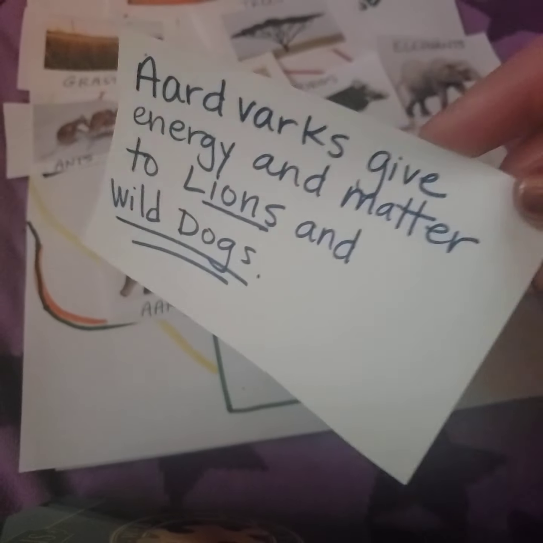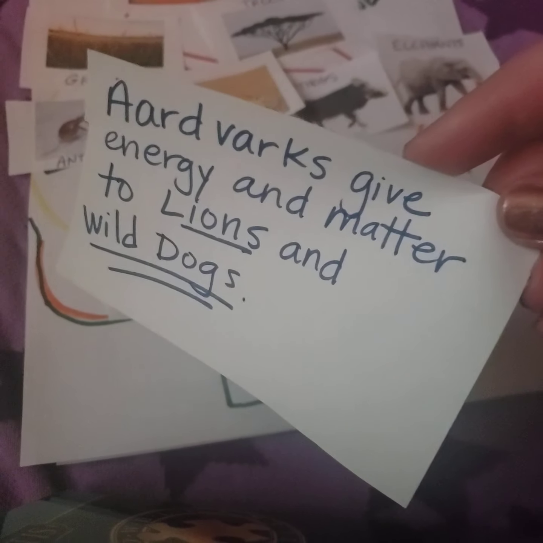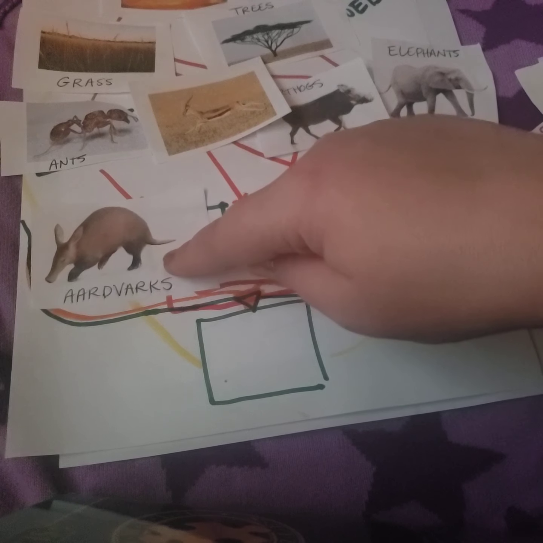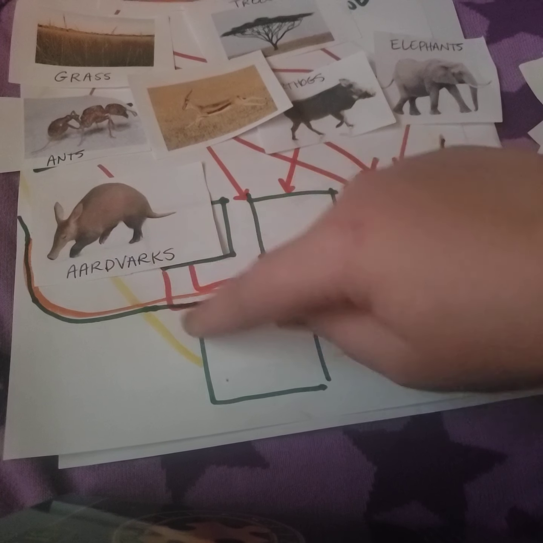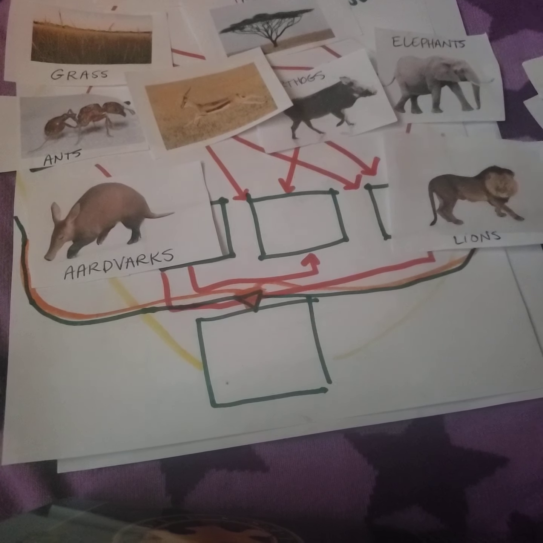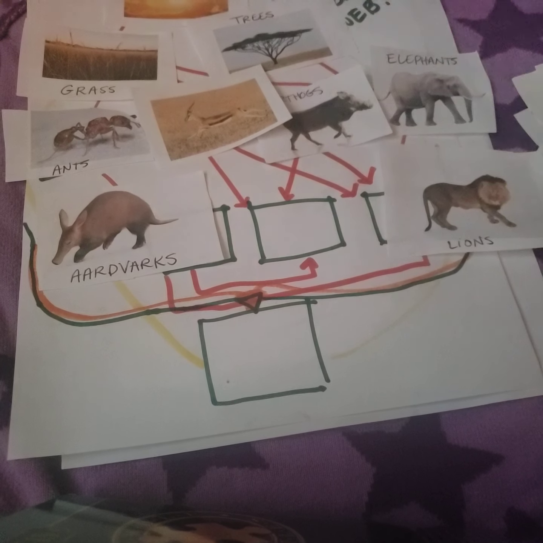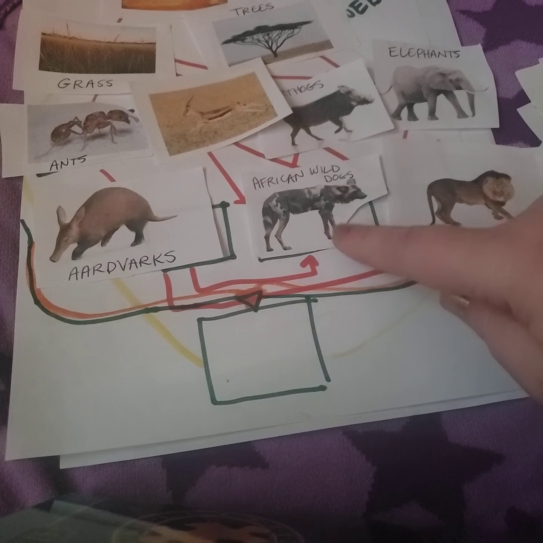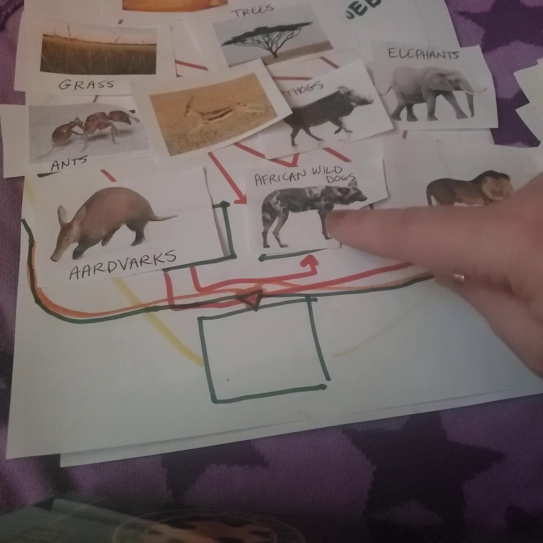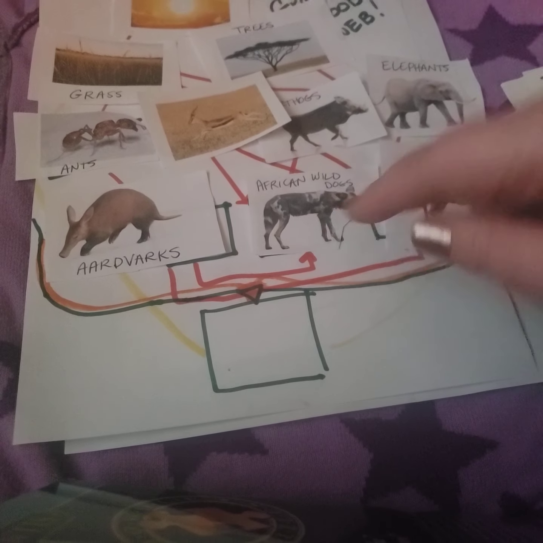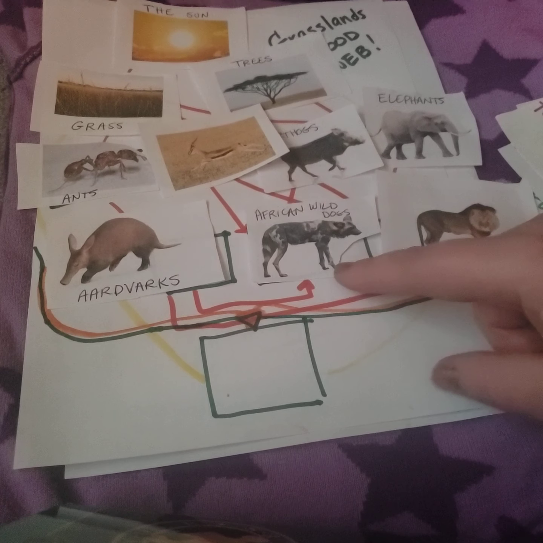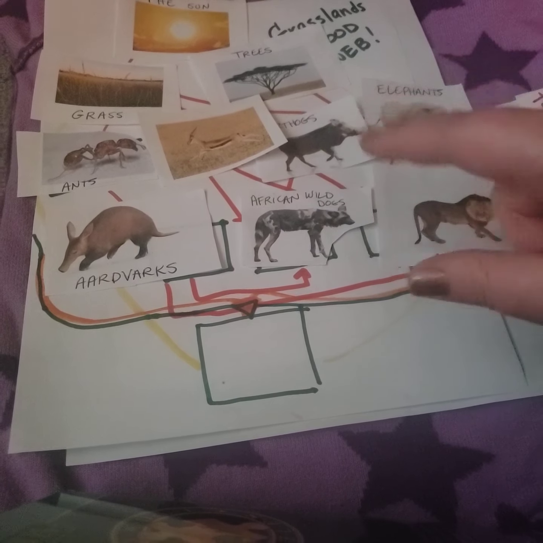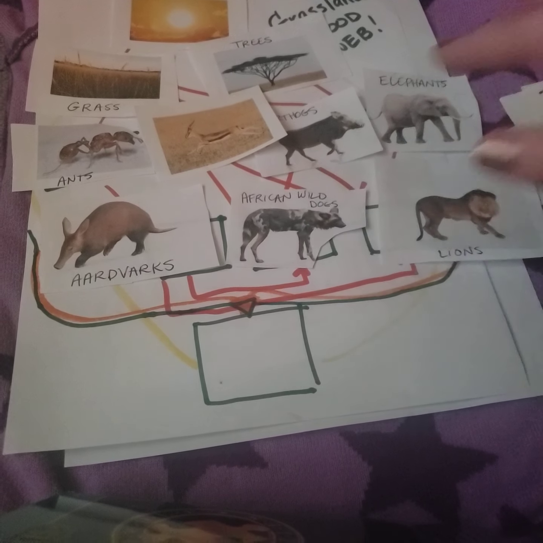Aardvarks give their matter and energy to lions and wild dogs. Well, we already have our lion here. Here's our aardvark. He's giving his energy to the lion, and he's also giving his energy to a wild dog. So wild dogs are pack animals. If you don't know anything about wild dogs, they're a pack animal that live in the grasslands of Africa. Obviously, a lot like a dog, might remind you a little bit of a hyena sort of, but a wild dog.